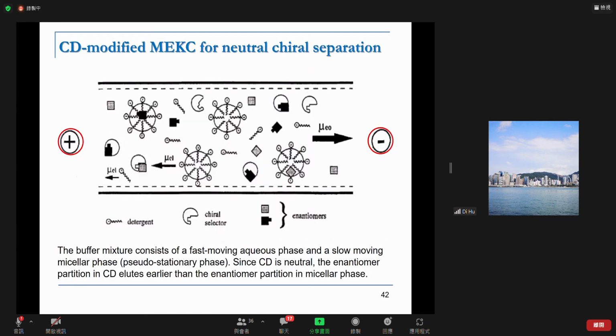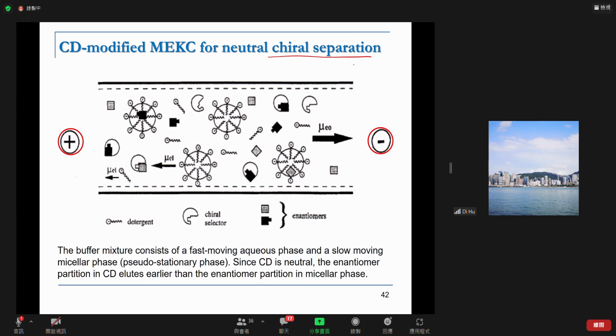Okay, but then the question is, how about for neutral compounds? How about for the neutral chiral compound? They have no charge, and the CD has no charge, so they cannot be separated. So how can that be? If I'm not separating charged chiral compounds, I'm separating neutral chiral species, how can I do it? Then for this one, you have to use the CD modified micellar, so that's MEKC, micellar electrokinetic capillary chromatography, okay? And this is what's shown here.